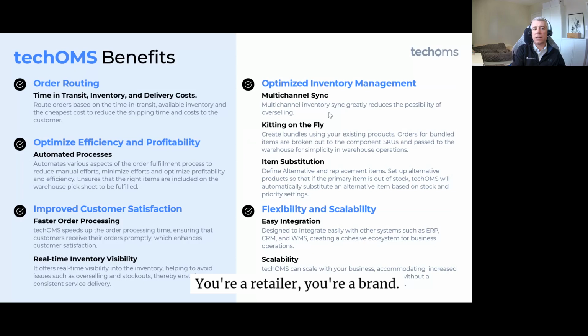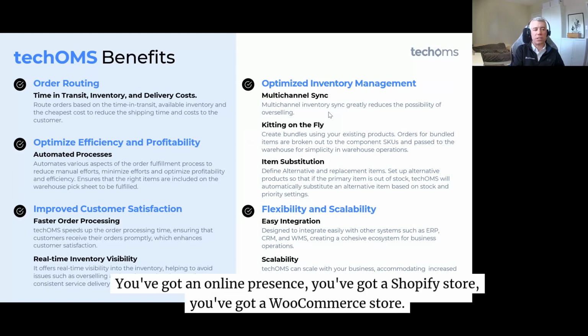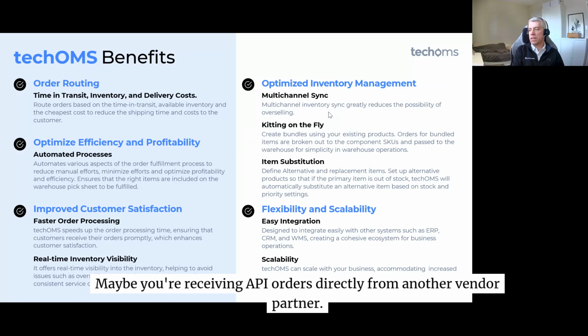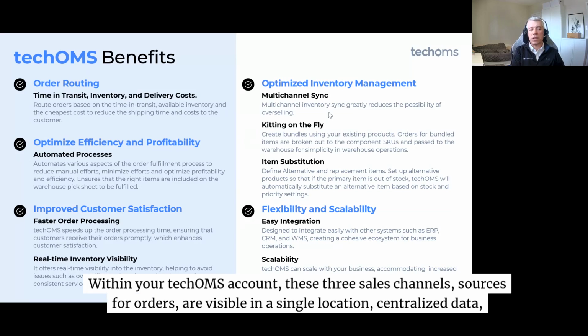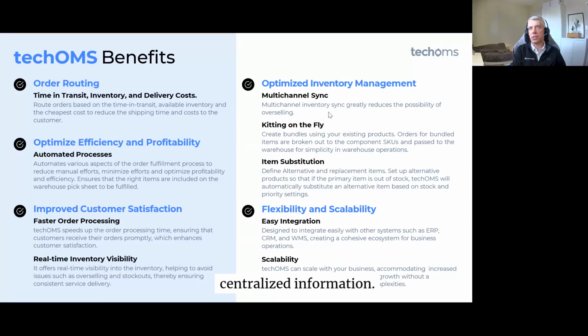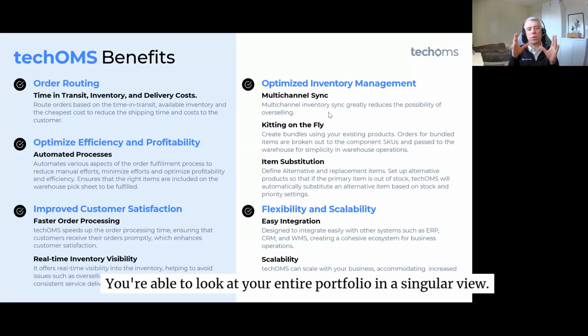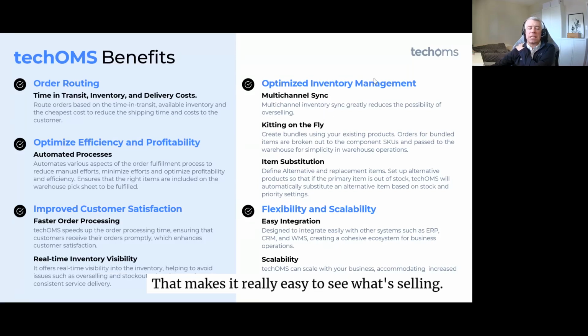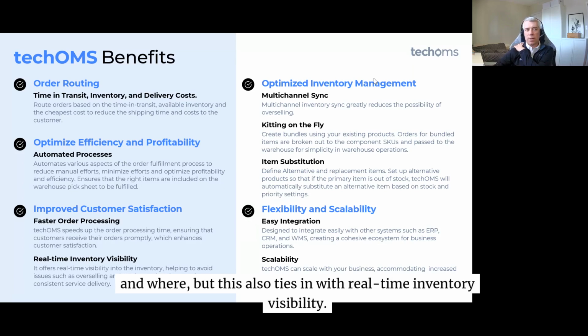You're a retailer, you're a brand, you've got an online presence, you've got a Shopify store, you've got a WooCommerce store. Maybe you're receiving API orders directly from another vendor partner. Within your techOMS account, these three sales channels, sources for orders, are visible in a single location. Centralized data, centralized information. You're able to look at your entire portfolio in a singular view. That makes it really easy to see what's selling and where.